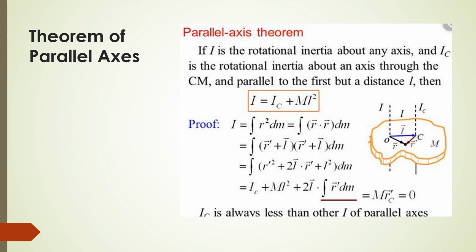Theorem of parallel axes. According to this theorem, the moment of inertia of a body about any axis is equal to its moment of inertia about a parallel axis through the center of mass plus m a squared, where m is the mass of the body and a is the perpendicular distance between the axes. Thus I equals I_cm plus m a squared.